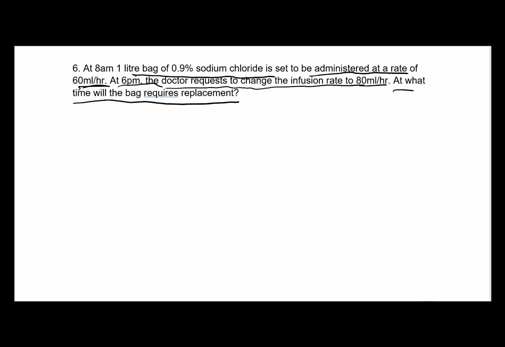So understand the question first. We started the infusion at 8 a.m. in the morning, and we started giving 1 liter of normal saline. 0.9% sodium chloride is normal saline. So at 8 a.m. we started the infusion of 1 liter of normal saline at the rate of 60 mils per hour. Now, when it's 6 p.m. in the evening, the doctor wants to change the infusion rate to 80 mils per hour.